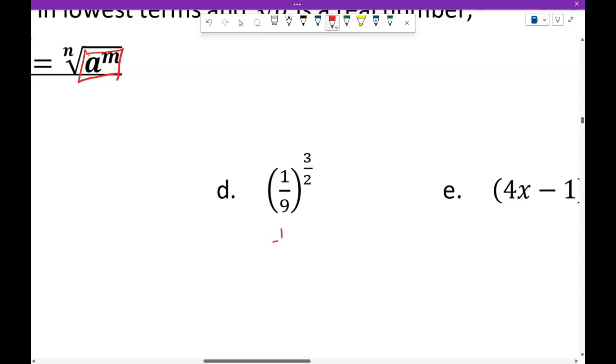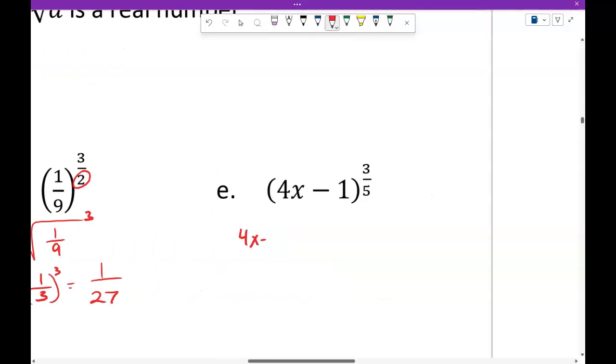Within our fraction, that will be our entire radicand. We'll have a square root because our index is 2, and then we'll raise it to the third power. The square root is 1/3. 1/3 to the third power is 1 over 27.